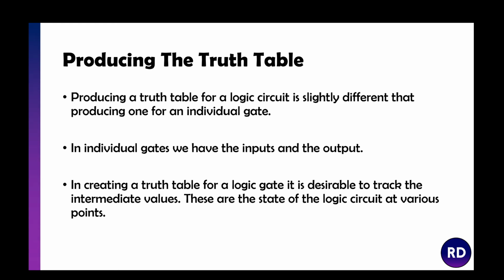Now to produce a truth table, just making one for one gate is pretty easy, we've seen it. But what we have to do is look at all the inputs, and look at all the individual gates and how they connect together. So in creating a truth table for a logic gate, it's desirable to track the intermediate values. What I mean by that is you do a column in your truth table for each individual circuit.